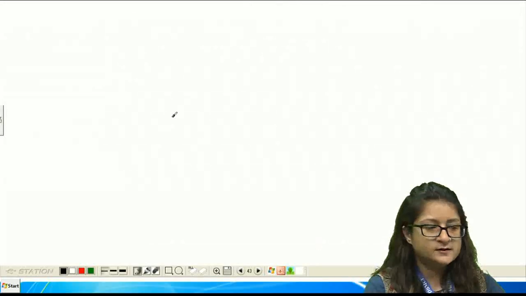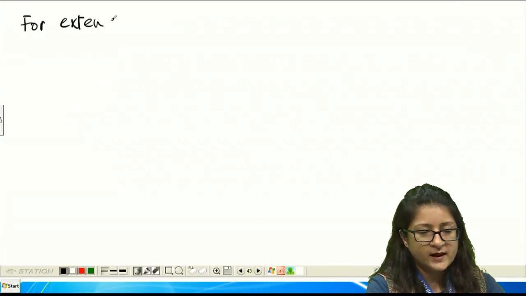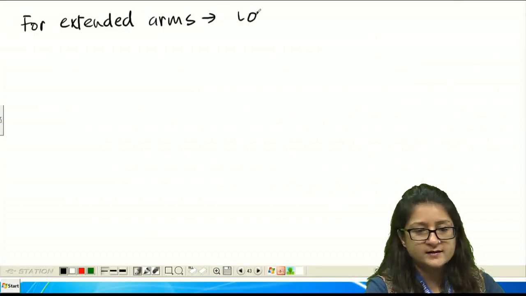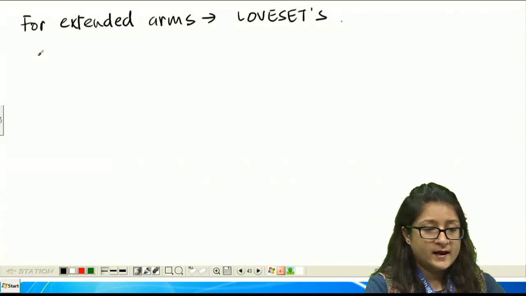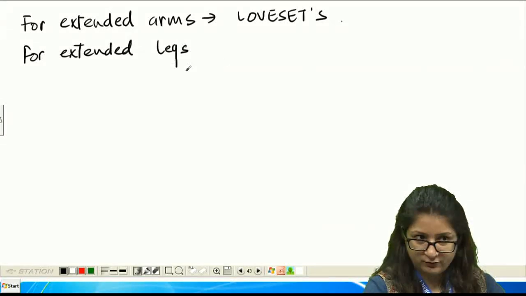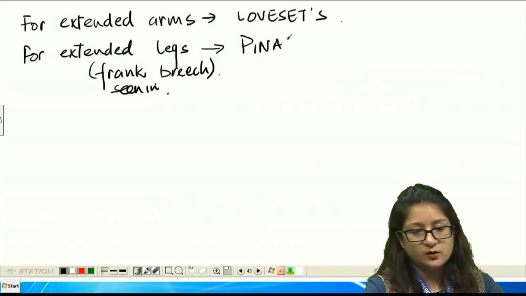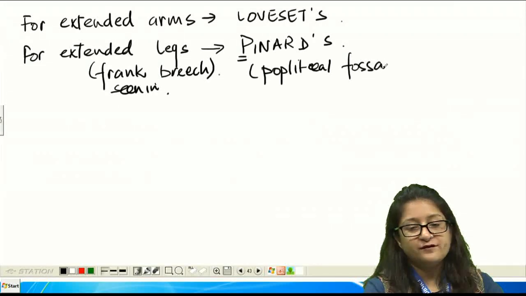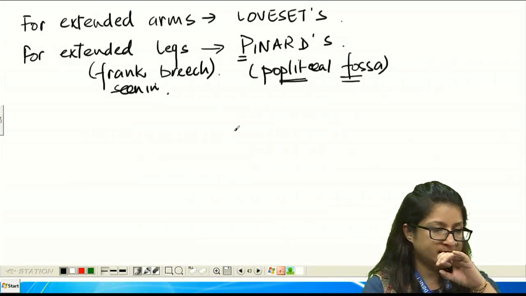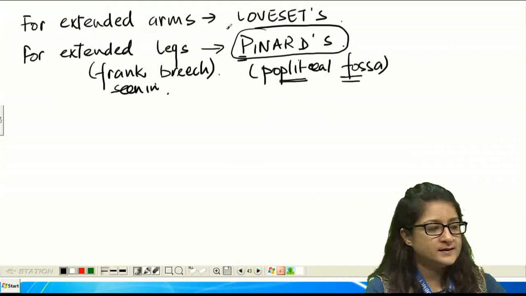Now what are the other maneuvers of breech? There is a maneuver for extended arms, called Løvset's maneuver. Then there is a maneuver for extended legs. Extended legs means straight legs, as seen in frank breech. What is done is Pinard's maneuver. You can remember this by P for Pinard's and P for popliteal fossa. A finger is pressed onto the popliteal fossa, and that flexes the extended legs, and then the feet are grasped and delivered. That is called Pinard's maneuver.